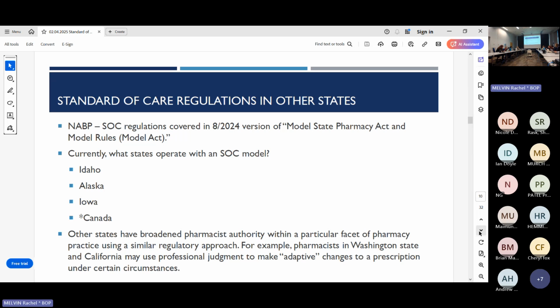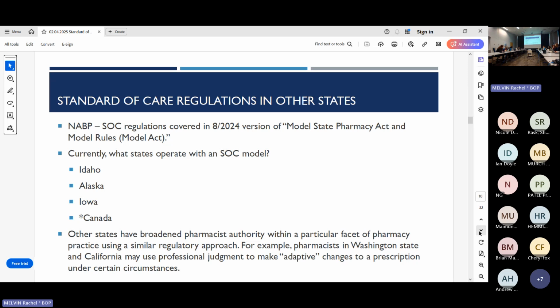Canada is also included there, and then as I mentioned earlier, with the drug substitution, there are other states that have broadened pharmacist authority within a particular facet of pharmacy practice using this regulatory approach. So, for example, pharmacists in Washington State and California may use professional judgment to make what they call adaptive changes to a prescription under certain circumstances. An example of that is a Washington pharmacist with patient consent may adapt drugs as specified in rule, providing that the prescriber has not indicated that adaptation is not permitted.